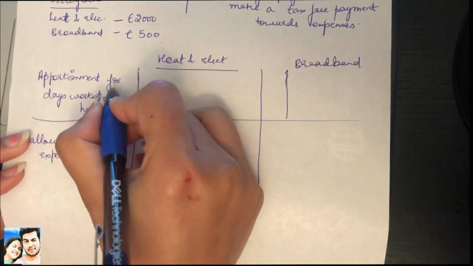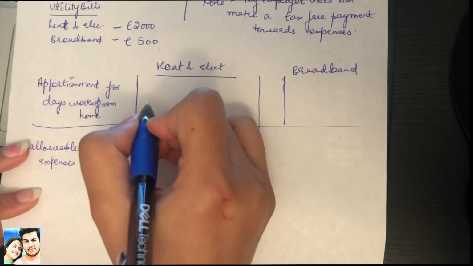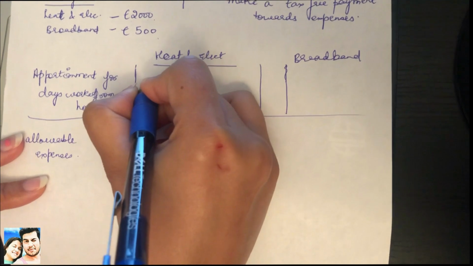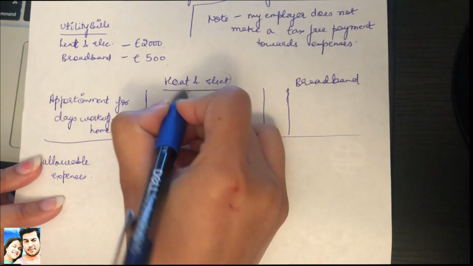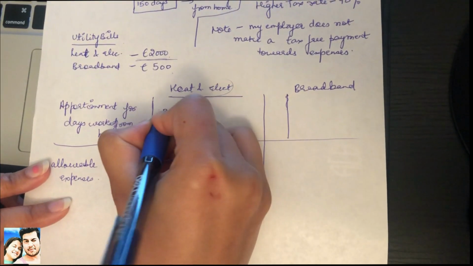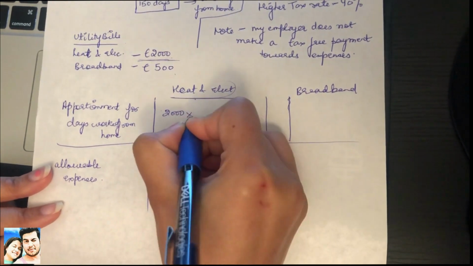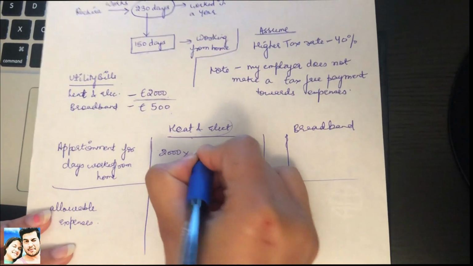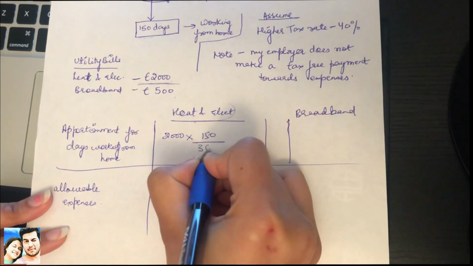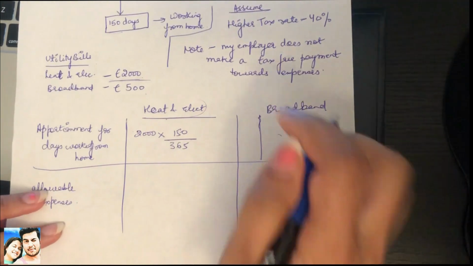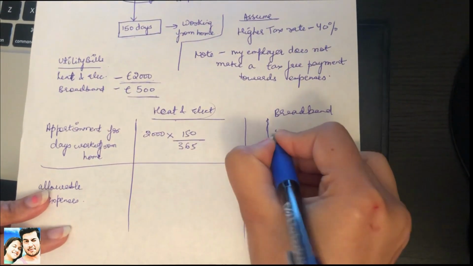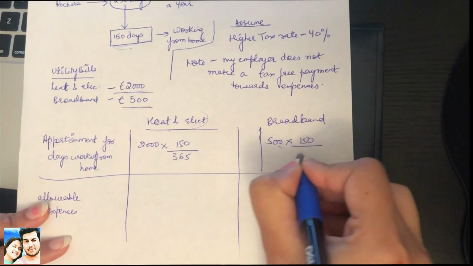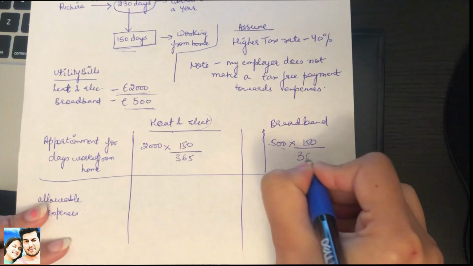For apportionment or shared expenses for days worked from home, here is how you can calculate that. For heat and electricity, the bill was 2000, multiplied by the days you have worked from home, 150, divided by the number of days in a year. Similarly for broadband: you have paid 500, multiplied by the number of days worked from home, 150, divided by the days in a year.